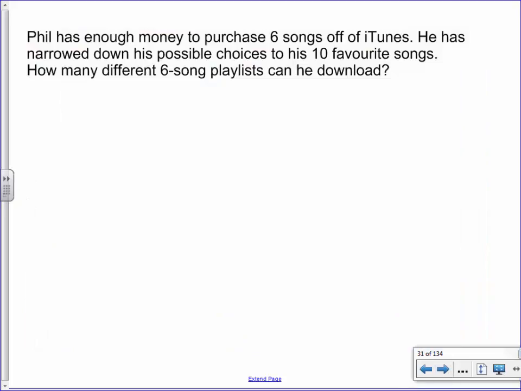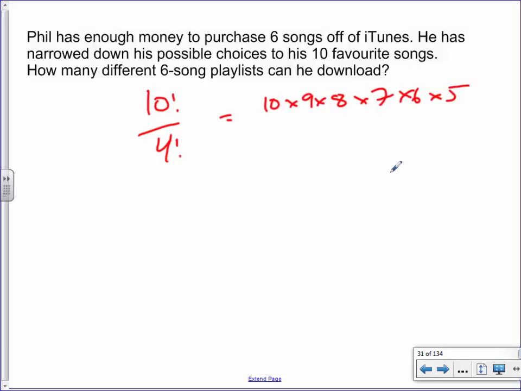Let's try another example. Phil wants to buy 6 songs off iTunes. He's narrowed his choices down to 10. How many ways can he buy 6 songs out of the 10 he's choosing? Well, short notation then would be to say, well, there's 10 songs total. But it's not about how many songs he's choosing, it's about how many songs he's not choosing. So it's 10 times 9 times 8 times 7 times 6 times 5, basically, because the 4, 3, 2, 1 gets skipped.